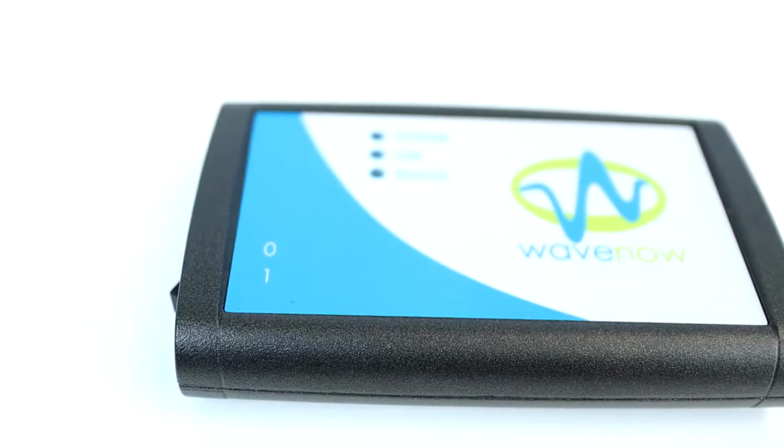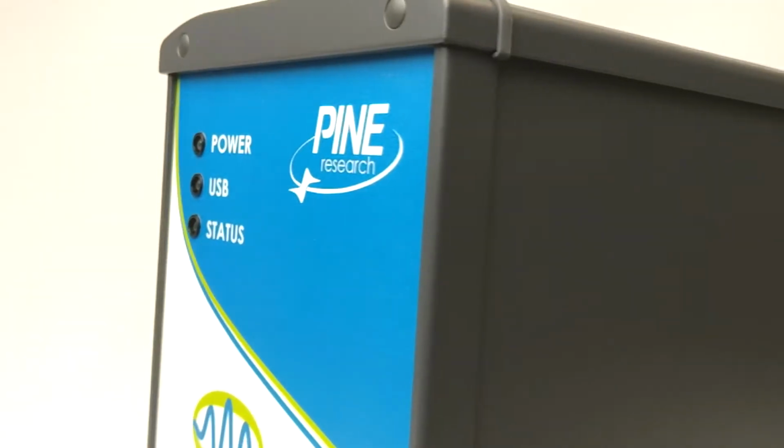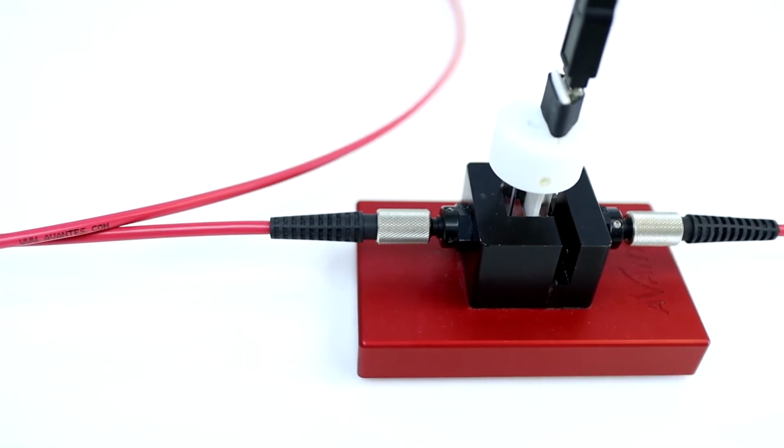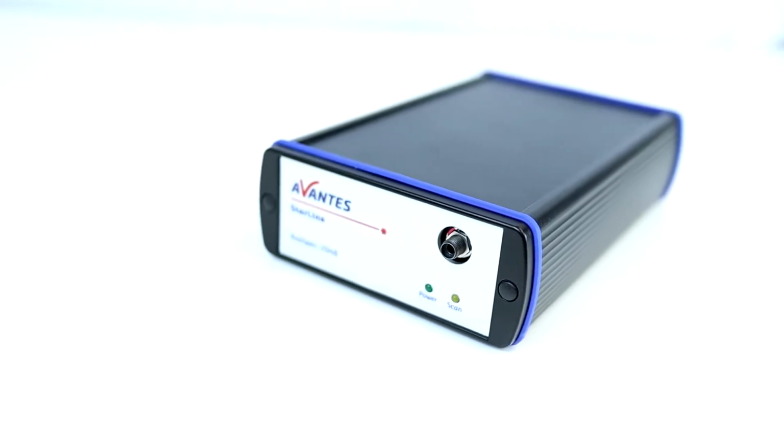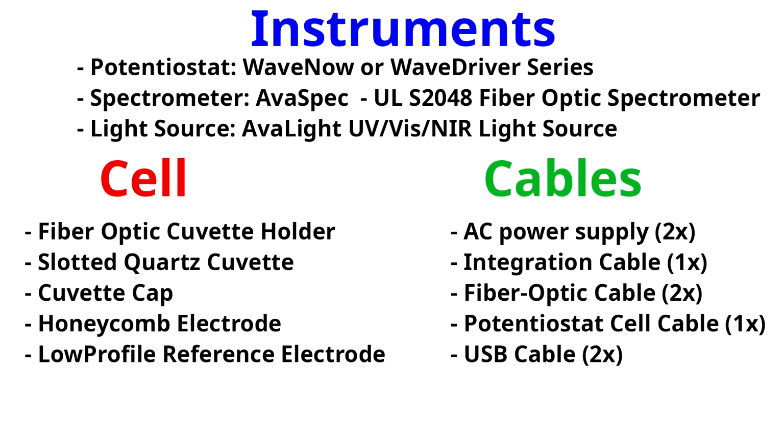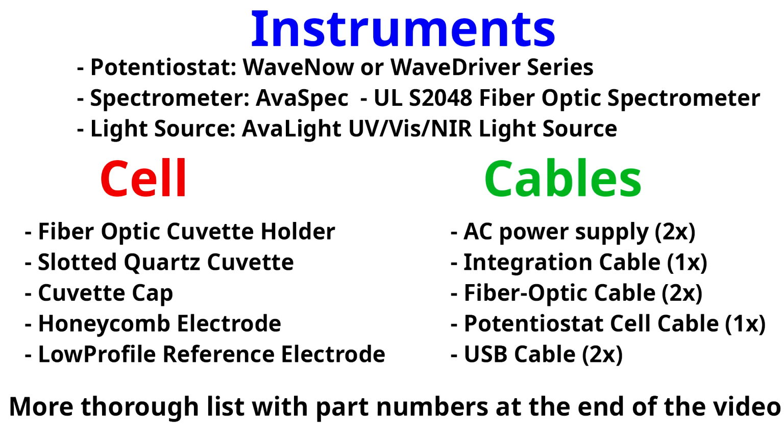This system utilizes a Pine Research WaveNow or WaveDriver potentiostat, a honeycomb spectroelectrochemical cell, and an Avantes fiber optic based spectrometer and light source. First, let's go over the equipment. I've written down a list of all the equipment that is needed to set up the fully integrated spectroelectrochemical system. You can pause the video to make sure you have all the items listed before continuing on to the setup.